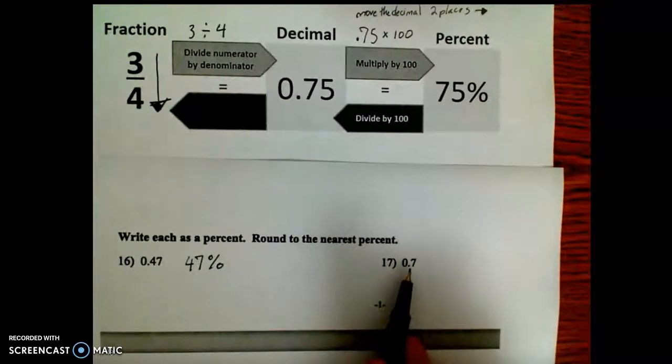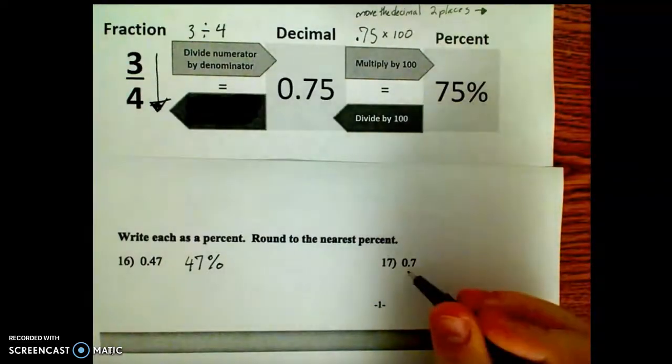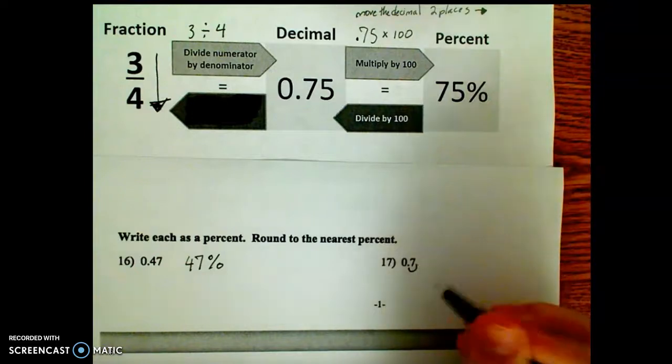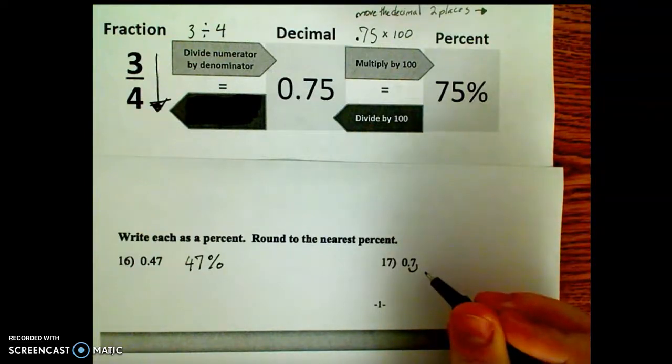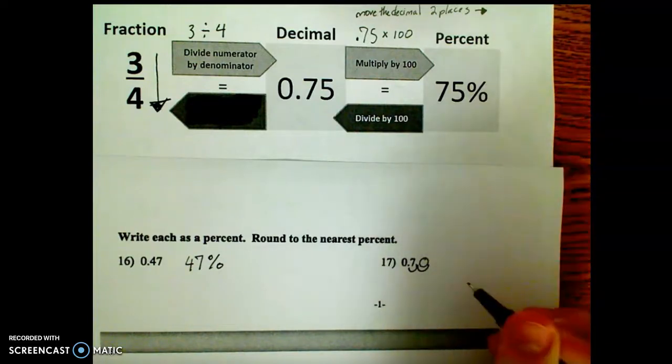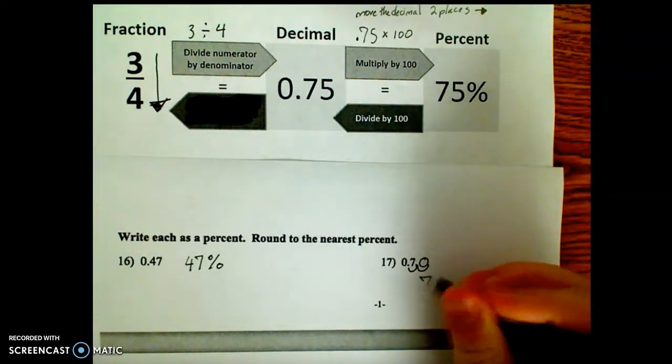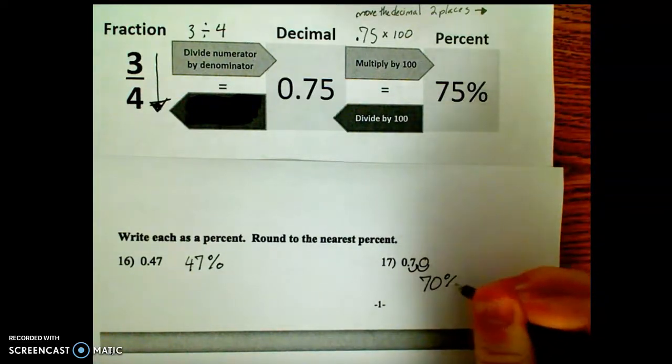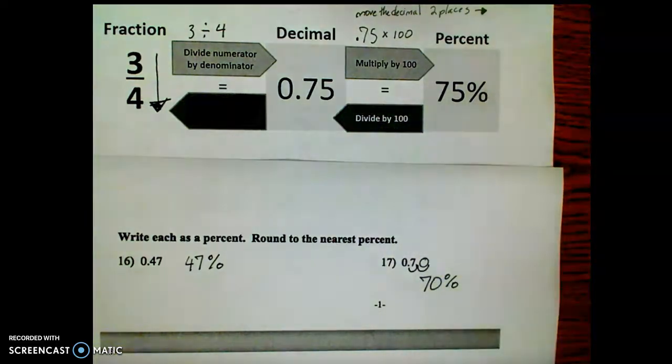Except, let's look at number 17. That decimal doesn't have 2 places to go. Watch. If I move it once, boop, I need to move it again. Boop. Oh, then you can just put a 0 in that spot. 0.7 is equal to 70%. Voila!